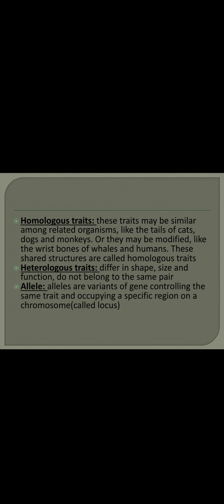What is an allele? An allele is nothing but a variant of a gene controlling the same trait. The gene controlling tallness and the gene controlling dwarfness are said to be alleles, which are present on the same specific region of the chromosome. We call it the locus. As I am going to explain this cross in the next video, we'll have a general picture of how the monohybrid cross is done.